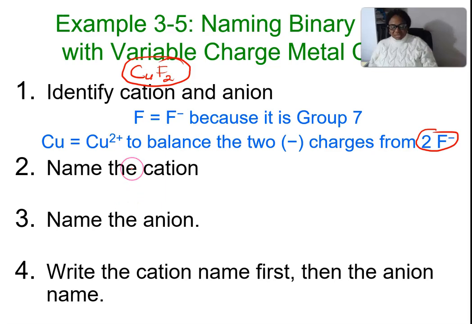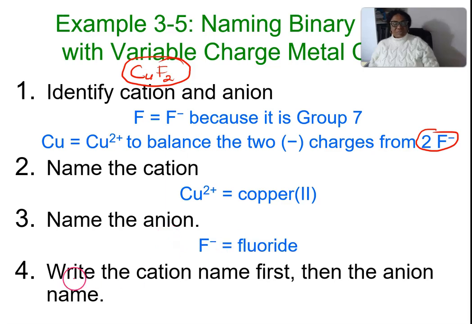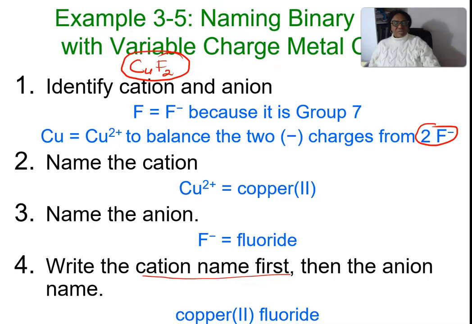So the name of the cation, because of this, is copper 2+. The name of the anion is fluoride. So the name of the compound is the name of the cation first, then the name of the anion. So the name becomes copper 2 fluoride.